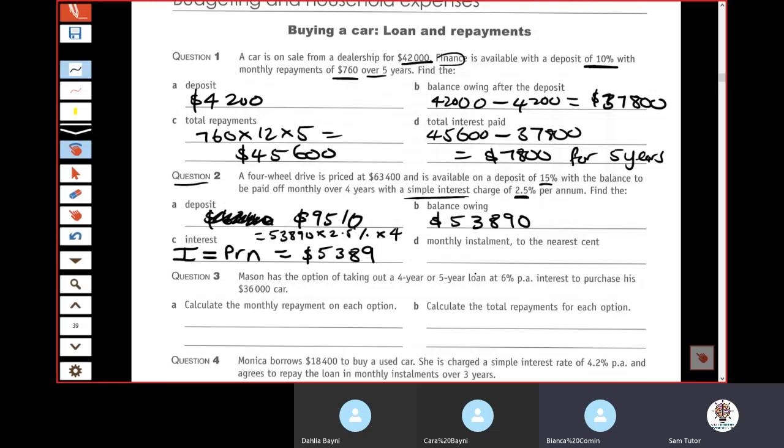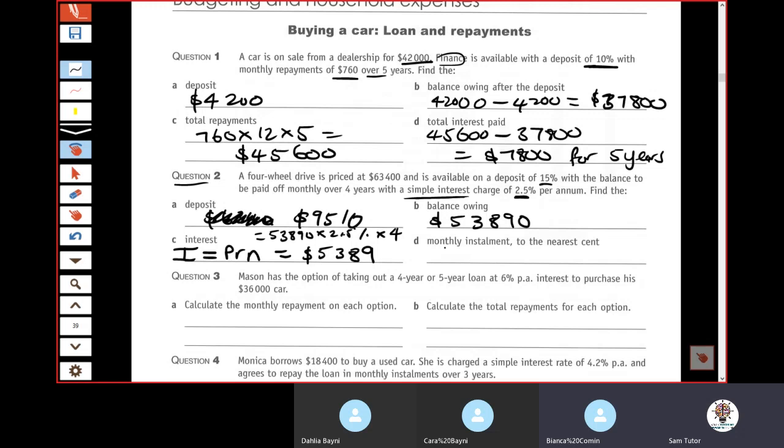So then it's 538.9. Now you're doing something wrong. 53,890 times 2.5% times 4. You must have missed a zero or something. Oh, yeah, I did. So 5,380.